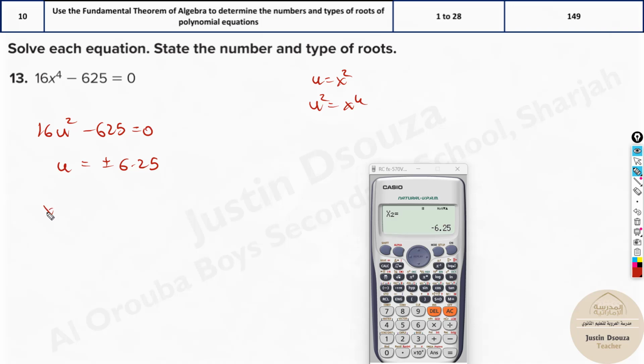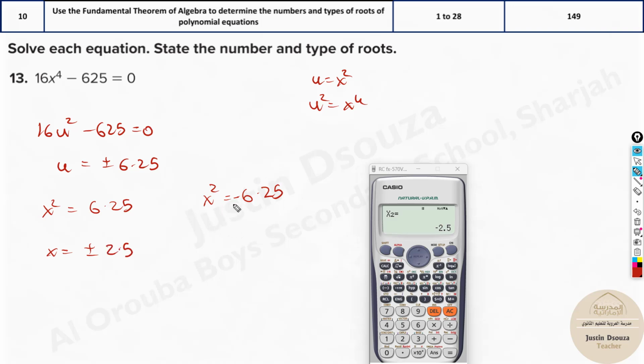What is u? x squared basically is u. So x squared is 6.25, and x squared is also minus 6.25. Now you can either do it in this quadratic form itself. We just now put it. Now this will be 1, again 0, and this comes to the other side and becomes minus 6.25. The answer is 5 by 2 and negative 5 by 2. That's x is equal to plus or minus 2.5.